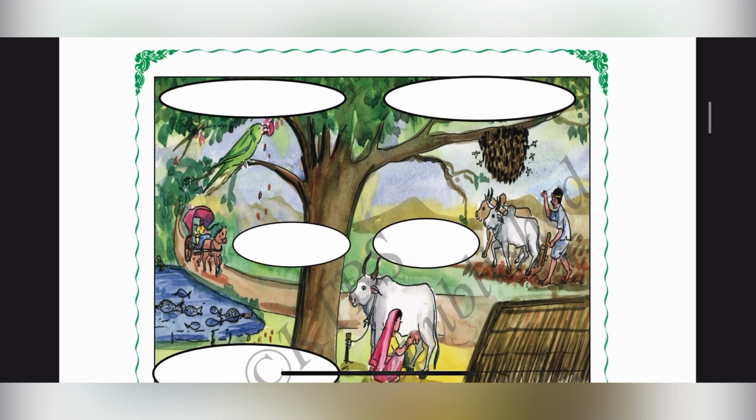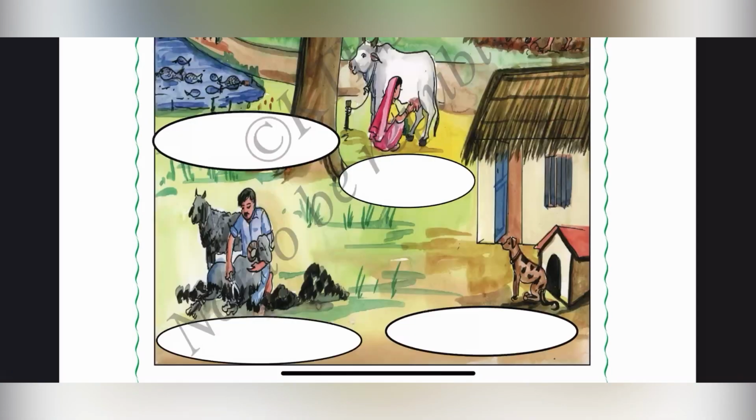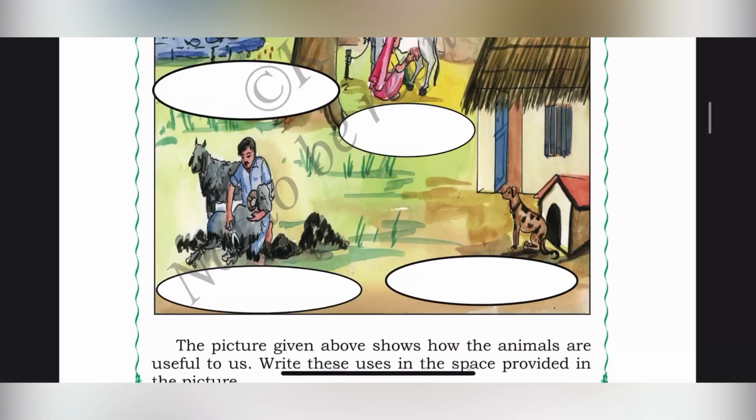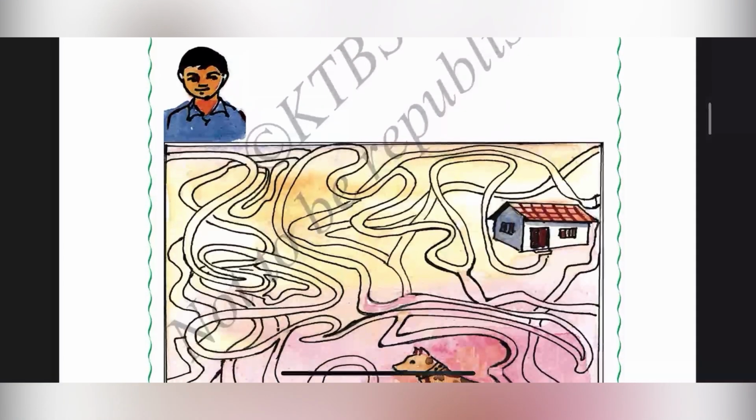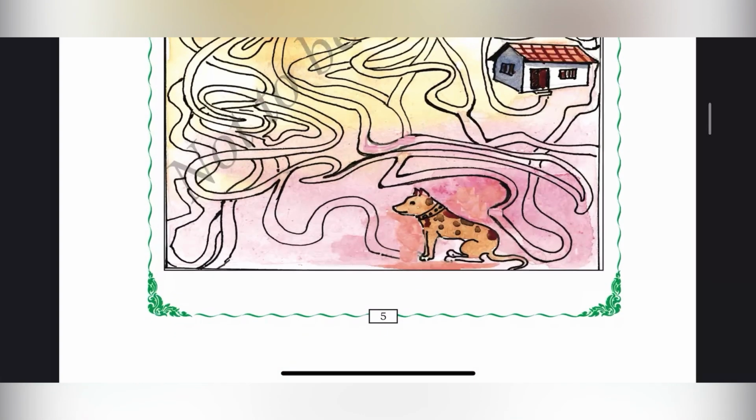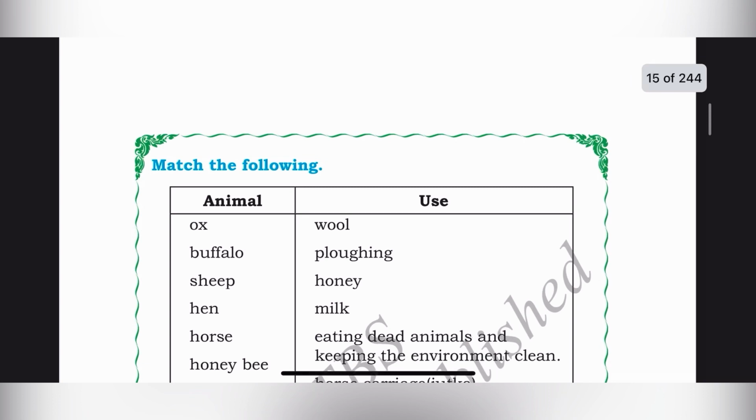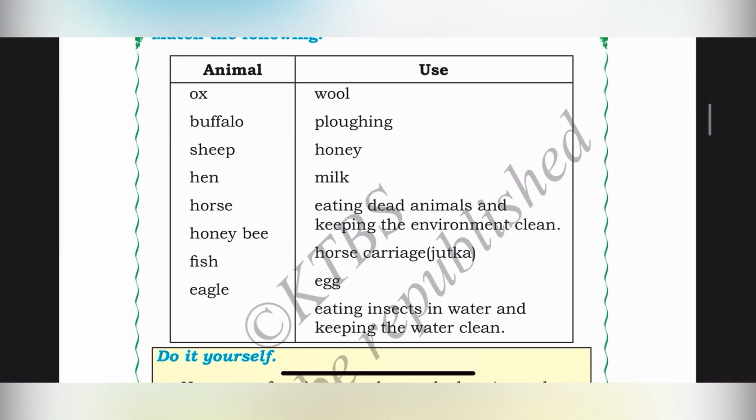Understood, children? Let me repeat. So bird is used for eating the insects, horse for transportation, cow for milk, honey, and cow for farming, and fishes are for eating dead animals in the water. Why are sheep used? They are used for wool. And dogs are kept in front of the house for gatekeeping. So in the next main, an activity is given: help this man reach his house and he should also escape from this dog. So children, the next main is match the following.